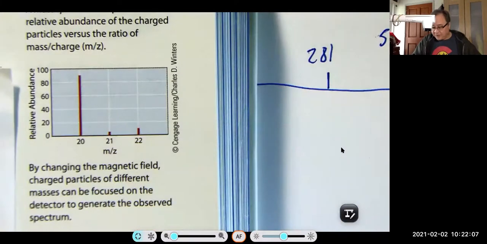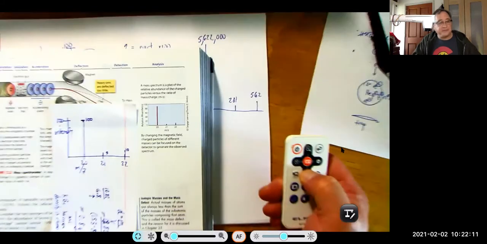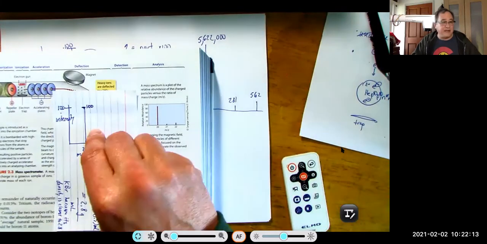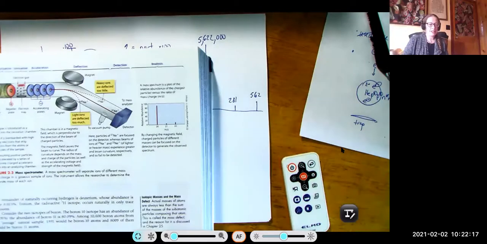So that's, yes, what's in the book. It does. Here's what I drew. This is the real type of data that we get. That's cool. It helped me understand. I appreciate it.